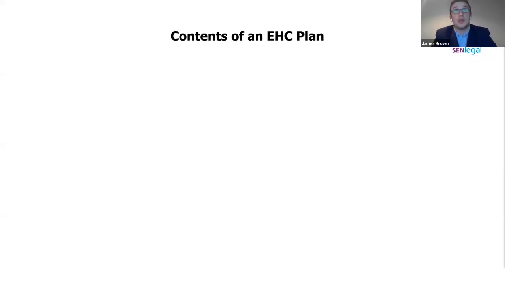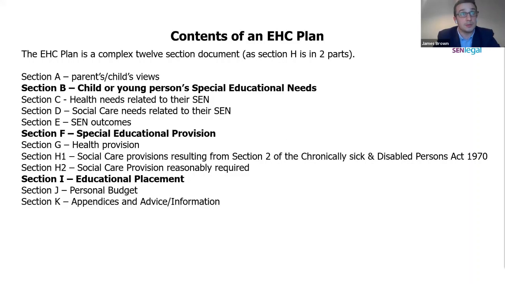So now, turning to the contents of an EHC plan. Let's assume that your local authority has said, yes, we'll issue an EHC plan, or you've been to a tribunal appeal and you've now got an EHC plan in place for your child. This is what it's going to look like in its most basic form, because it's a 12-section document ranging from Section A to Section K.